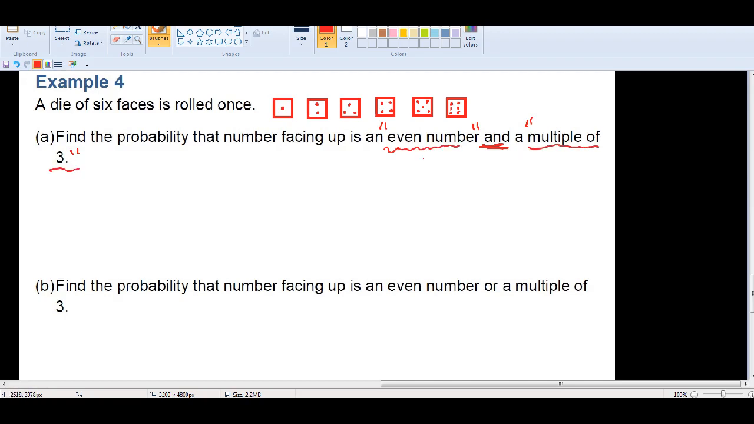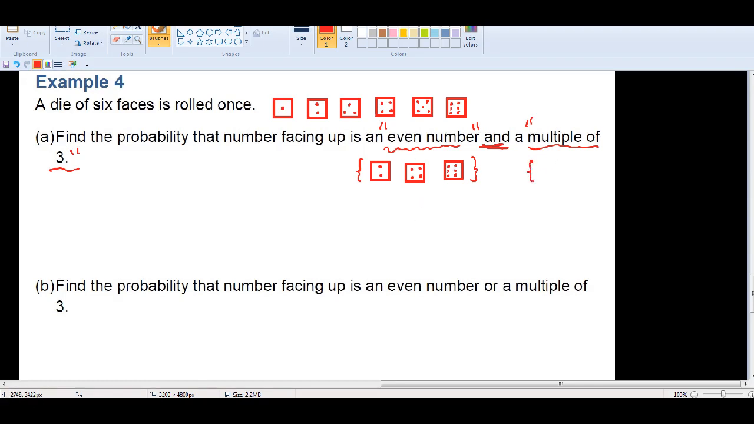Okay, so first let's think about what the events are. What are even numbers? Even numbers means the number can be divided by 2. So of course 2 can be divided by 2, and 4 is also divisible by 2, and 6 is also divisible by 2. Okay, so for the event of even number, we got 3 of them. How about multiple of 3? Multiple of 3 means the number can be divided by 3. So it should be 3, and the other number should be 6.